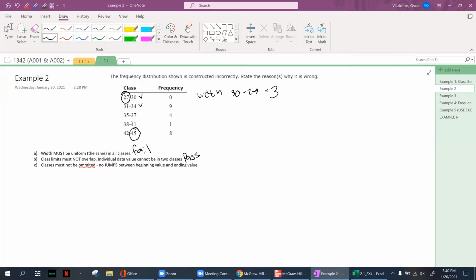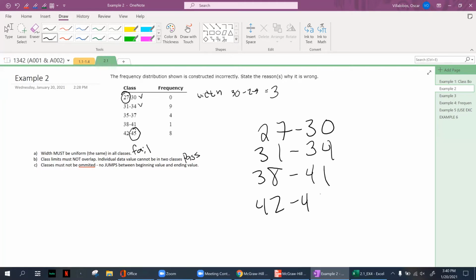So let's just say that you had something like 27 through 30, 31 through 34, but then you had 38 through 41 and 42 to 45. Let's say you had something like this. This would be incorrect because all of a sudden we've jumped from 34 all the way to 38. Where's 35 through 37? Where are those values at? So nothing must be omitted. No jumps are allowed.